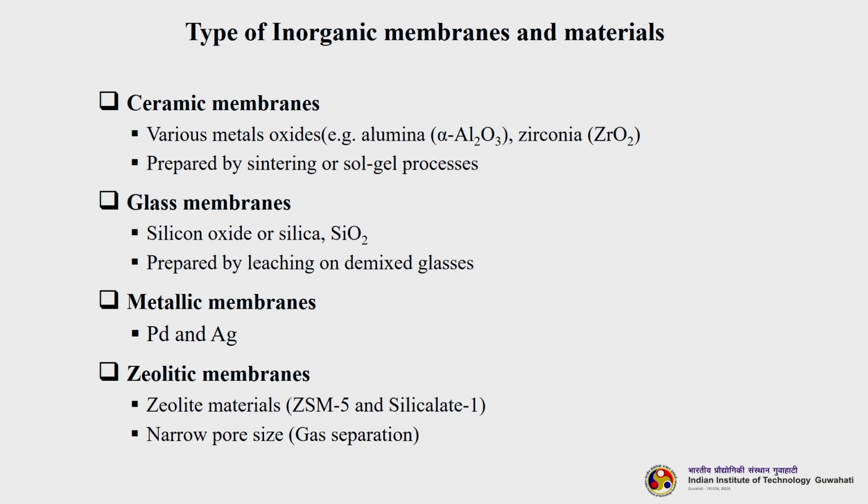The first one is ceramic membranes. Various types of metal oxides like alumina and zirconia are used. There are many others also. They are not limited to these two, I have just shown two, and they are prepared by sintering or sol gel process. Then we have glass membranes. Silicon oxide or silica, which is silicon dioxide, is essentially used to prepare glass membranes. They are prepared by leaching on demixed glasses. Then we have metallic membranes like palladium and silver coated metallic membranes. We have stainless steel metallic membranes, and then we have zeolite membranes. Zeolite membranes such as ZSM-5 and silicalite-1 have narrow pores, and they are used for gas separation applications.